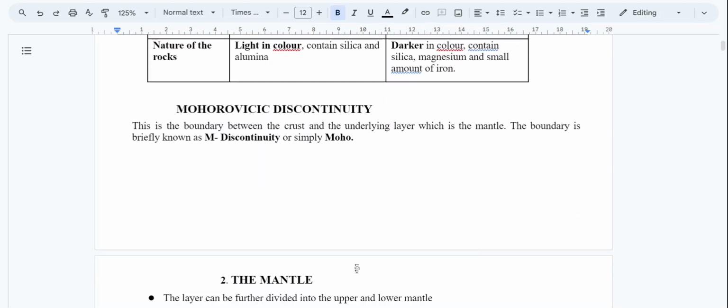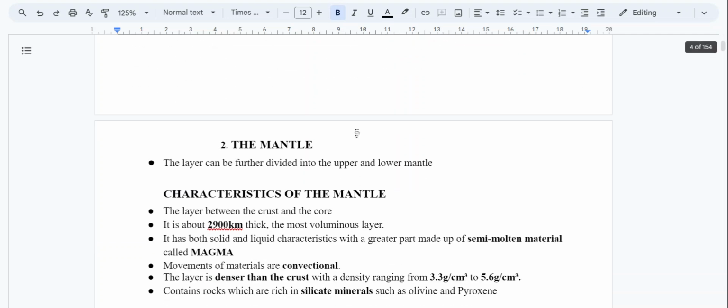Now we have the boundary between the crust and the mantle. We call it the Moho discontinuity. That's the boundary that separates the mantle from the crust.